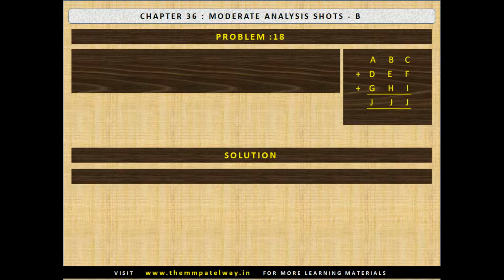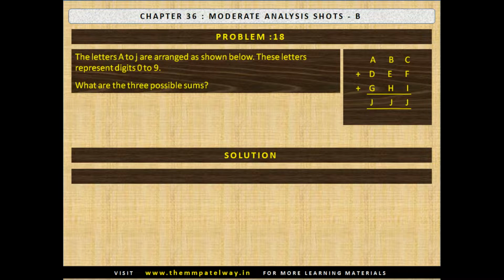Problem number 18. The letters A to J are arranged as shown below. The letters represent digits 0 to 9. What are the 3 possible sums? Now stop the video and solve the problem. The solution follows. The 3 possible sums are 777, 888 and 999.